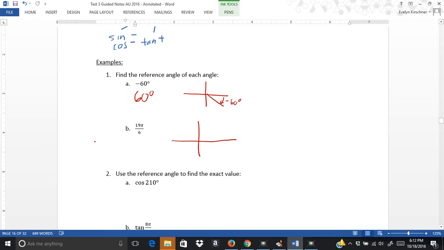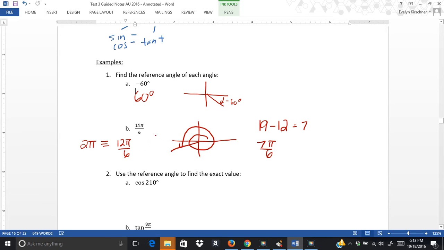So what I know is that 2 pi is 1 revolution, which in pi over 6 is equivalent to 12 pi over 6. So if I take 19 minus 12, I get 7. So it turns out the reference is 7 pi over 6. So I went around once, that was 12 pi over 6. I went around here, all the way to here is 7 pi over 6.